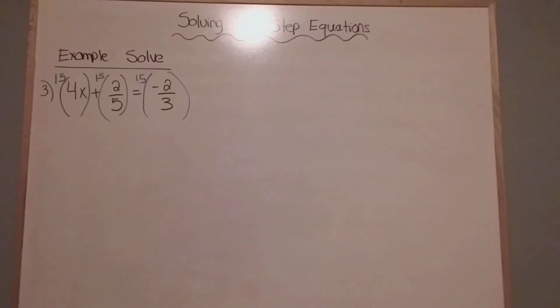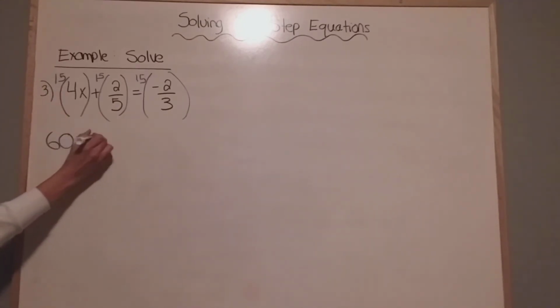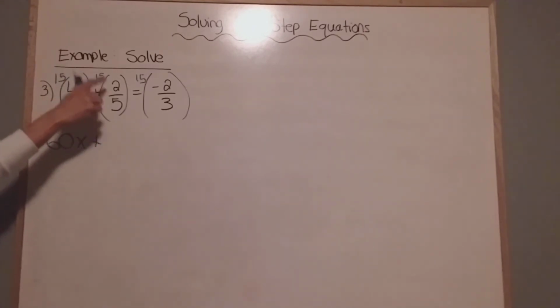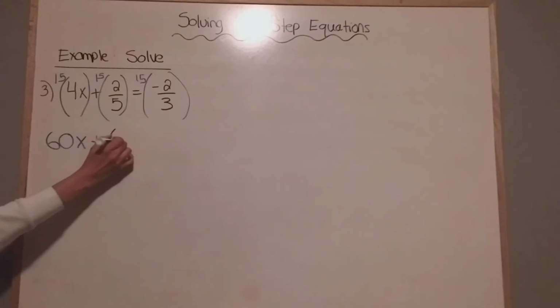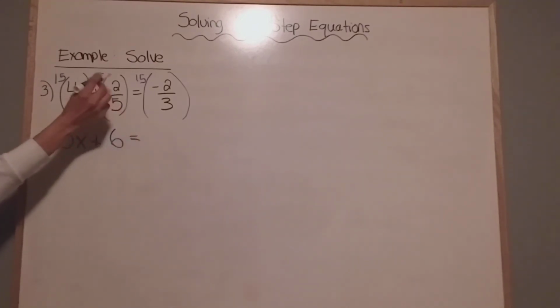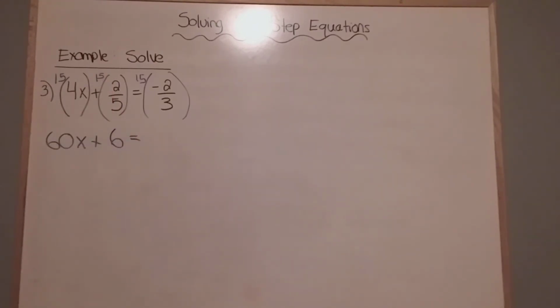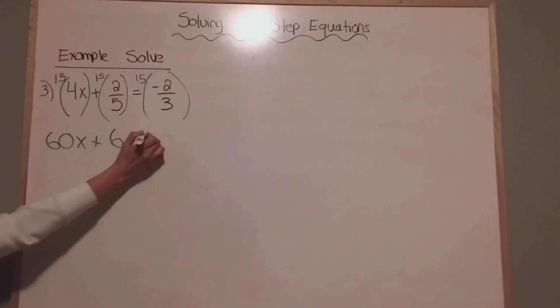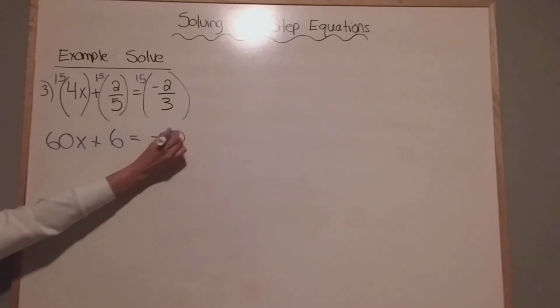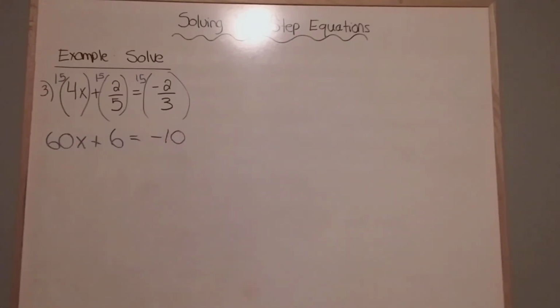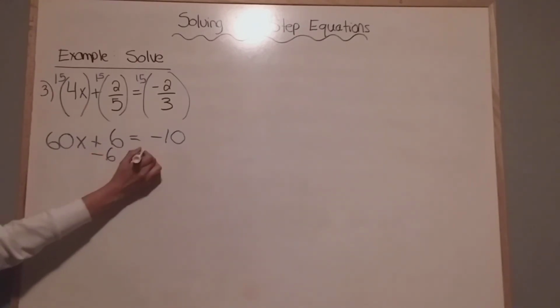So now I do the math. 15 times 4 gives me 60x plus 15 times 2 is 30. 30 divided by 5 is 6. 15 times negative 2 is negative 30. Negative 30 divided by 3 gets me negative 10. So I took a complicated fraction question and I made it nice and simple, just like I learned it in grade 8. Now I take away 6.